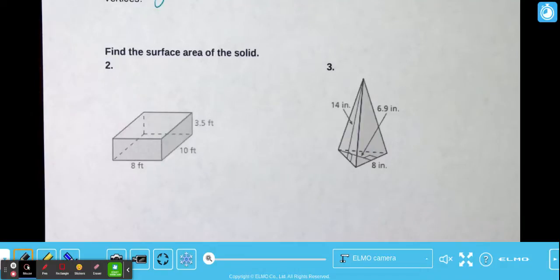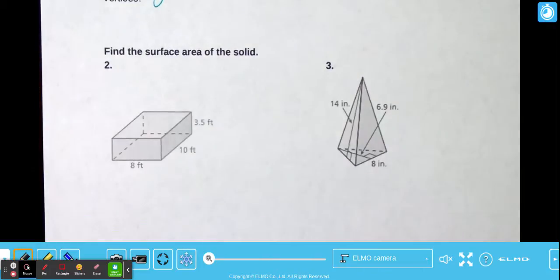Of all the faces? Yes, the area of all the faces. So that means we need to find the area of each side, right? And then what? Then you add them all together. So a rectangular prism is what we're looking at right here.